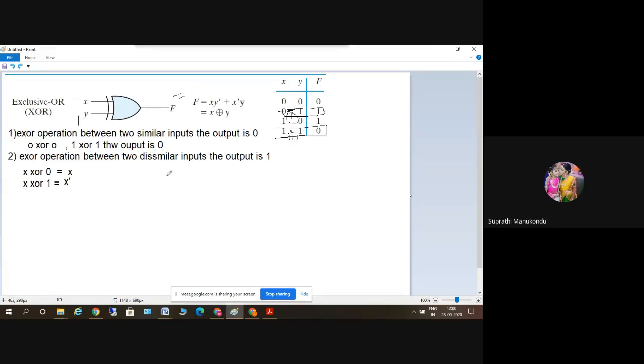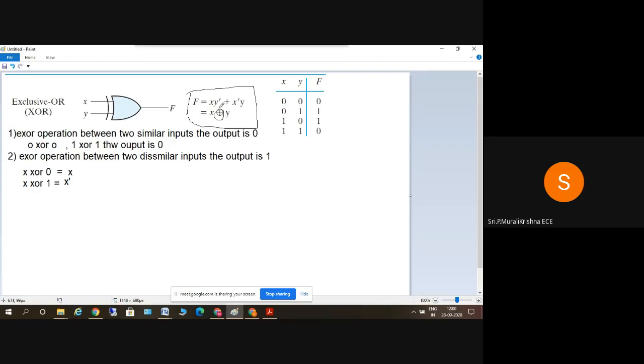Yes, sir. Okay, so x XOR 0 and x XOR 1. X XOR 0 is x here, and x XOR 1 is x bar. And this is the equation for the exclusive OR gate. So f is equal to xy bar plus x bar y, and that is equal to x exclusive OR y. So xy bar plus x bar y is the exclusive OR operation.